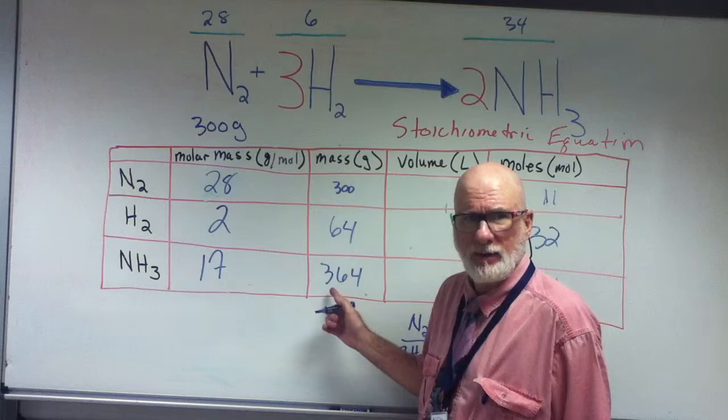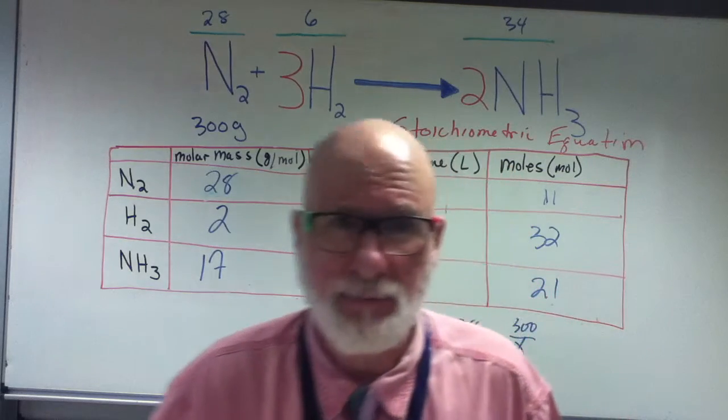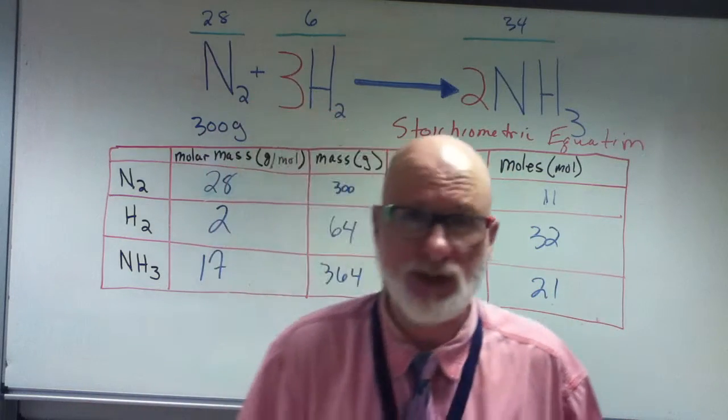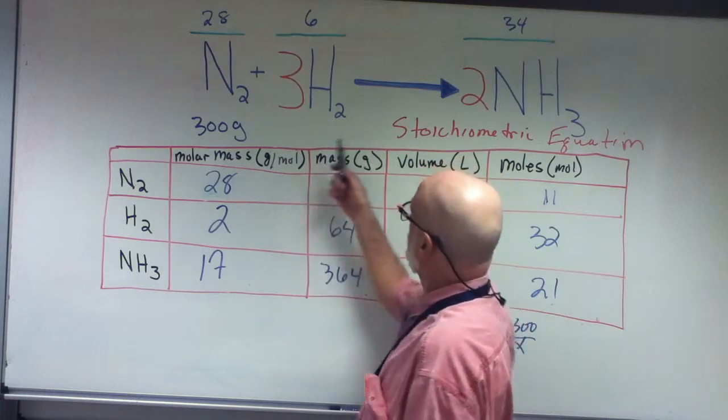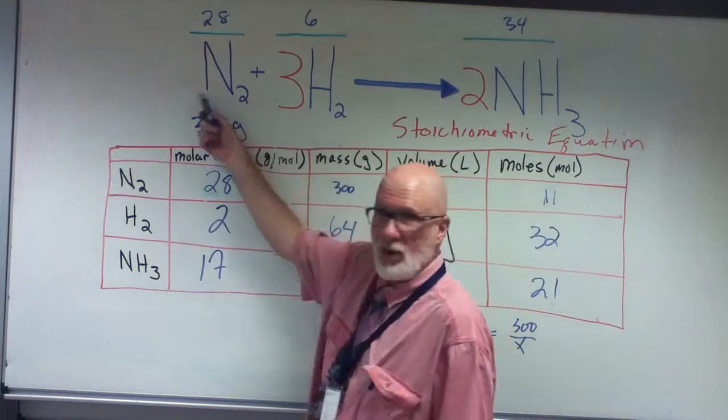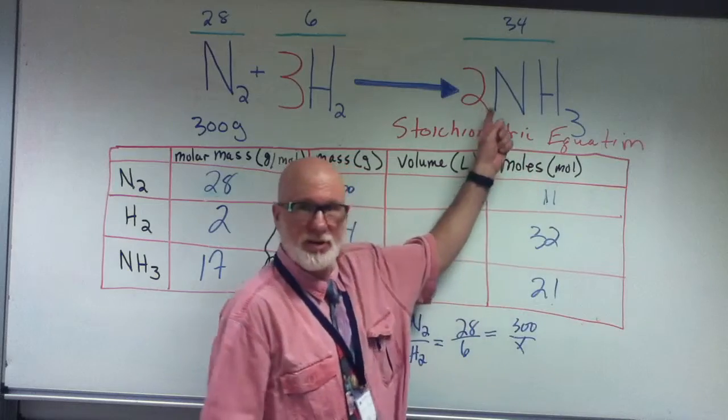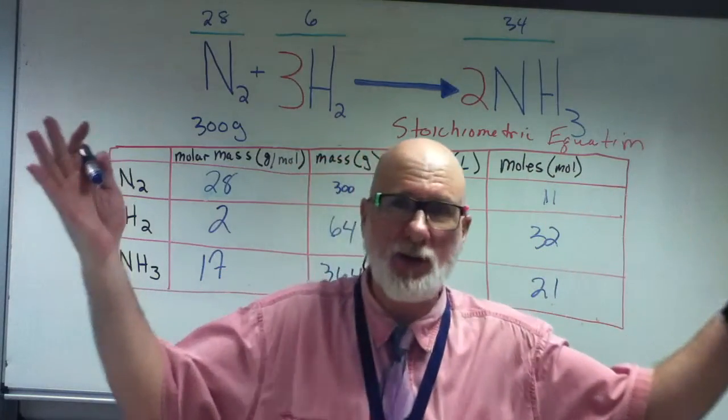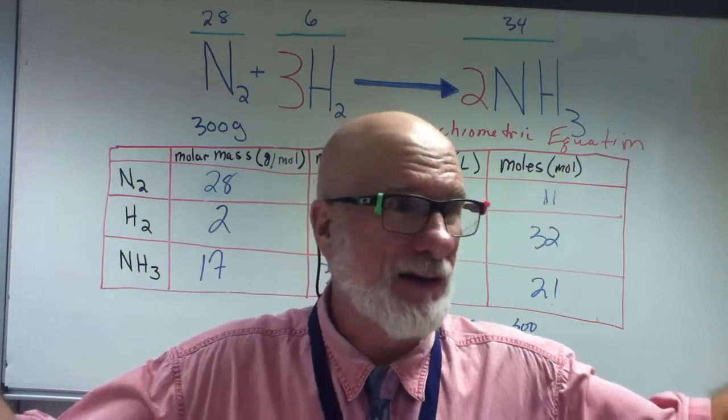Or you could simply say, Mr. Darcy, Mr. Fathead, you could say, well, wait a second. If that's true, how come I have 4 moles on this side and 2 moles on that side in the stoichiometric equation? Why?